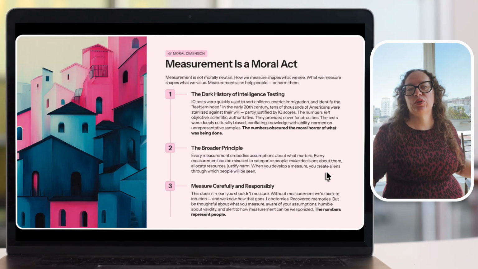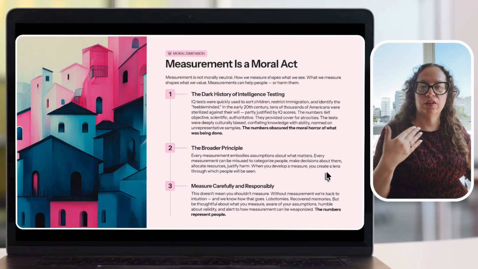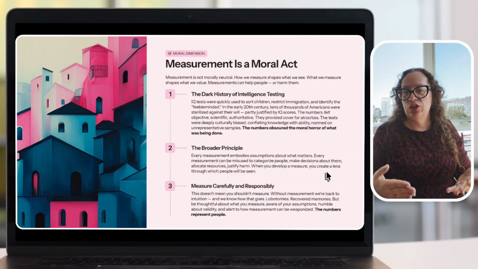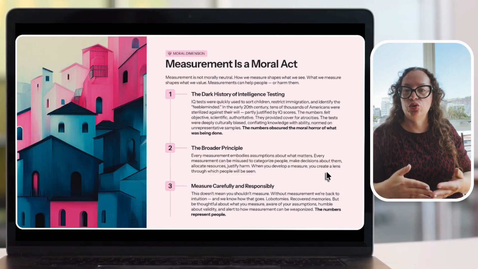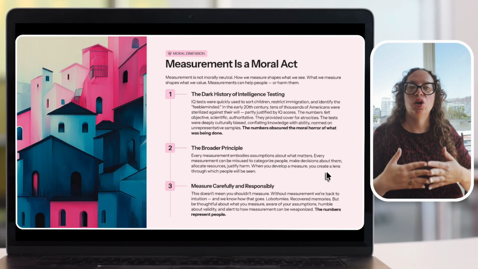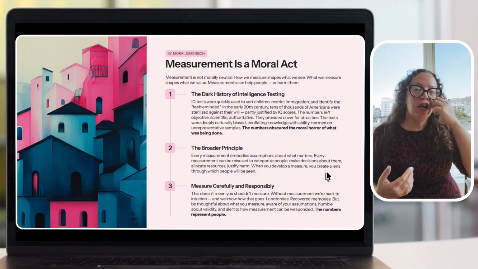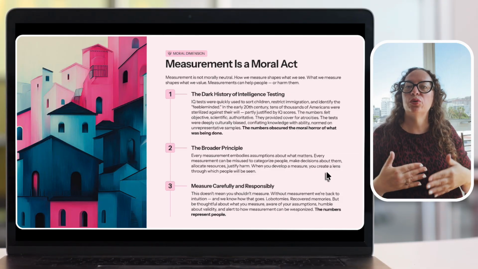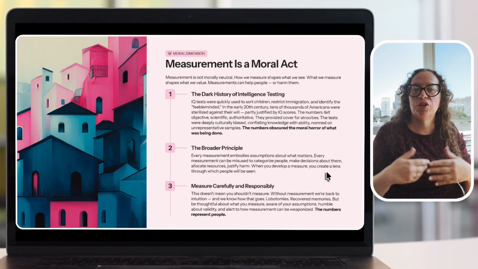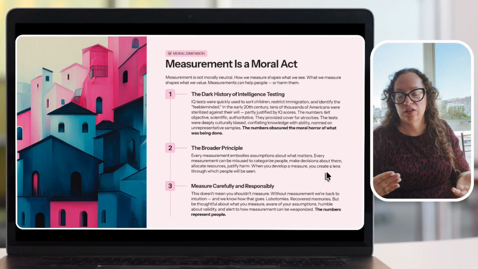So let me close by returning to the theme I introduced at the end of the last topic. The moral dimension. Measurement is not morally neutral. How we measure shapes what we see. What we measure shapes what we value. And measurements can be used to help people or to harm them. Okay? Let me give you a historical example, intelligence testing.